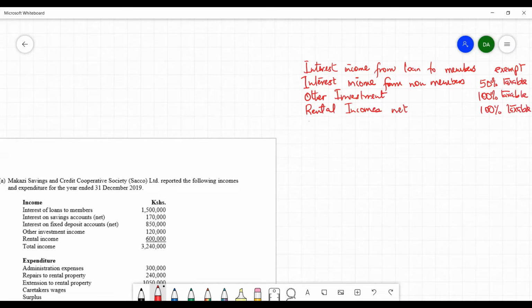If there is any other income that the SACCO may have, which is taxable, then that is also taxable. Any other taxable income, according to the Income Tax Act, Section 16, is taxable at 100%. These are the taxable incomes of the SACCO. But the first one is not taxable, that is, interest on loans to members.